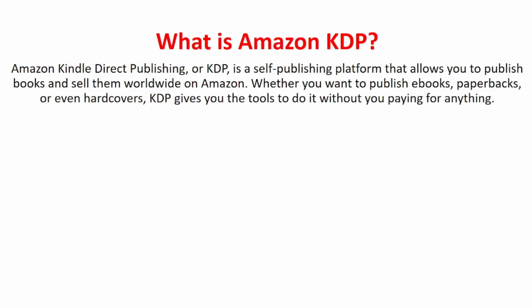First of all, what is Amazon KDP? Amazon KDP, that is Amazon Kindle Direct Publishing, is a publishing platform that allows you to publish books and sell them worldwide on Amazon. Whether you want to publish ebooks, paperbacks, or even hardcovers, KDP gives you the tools to do it without you paying anything.